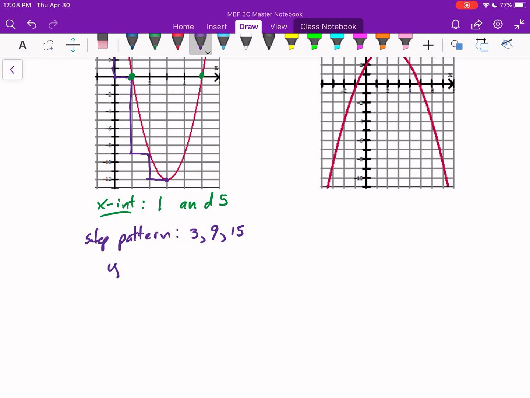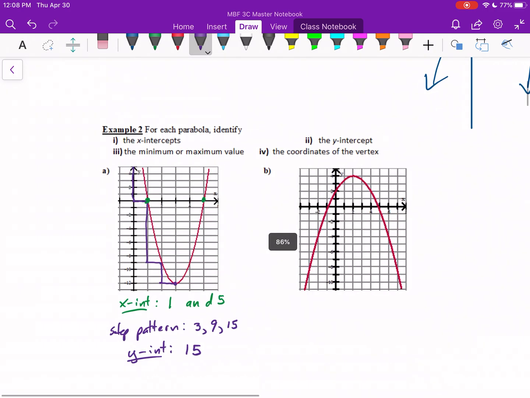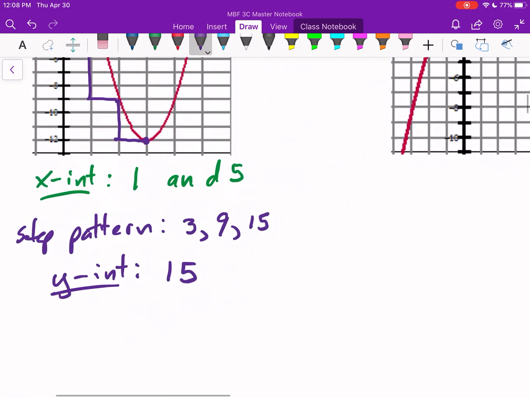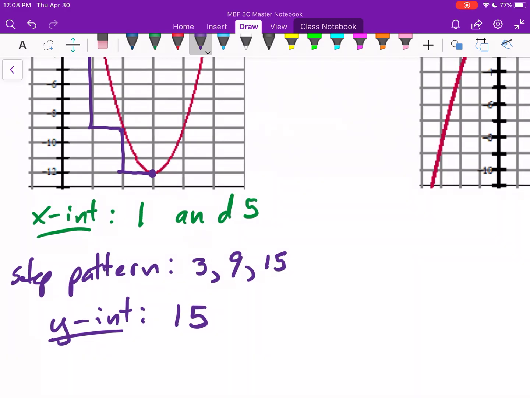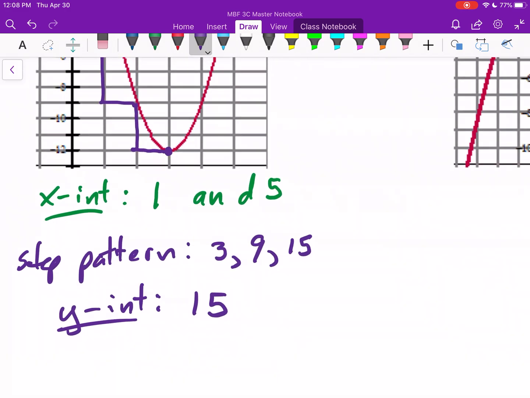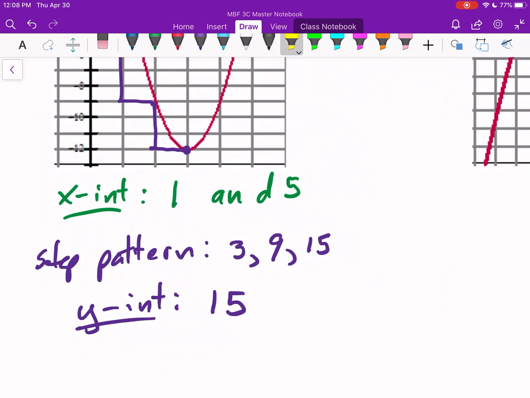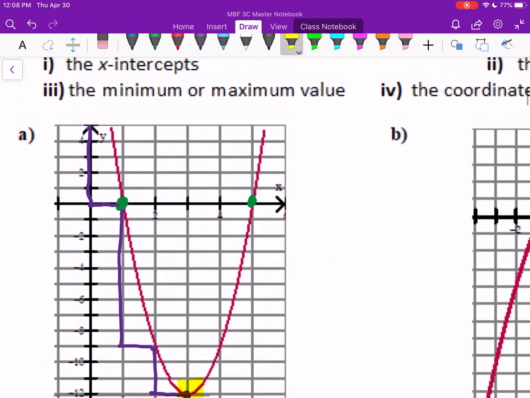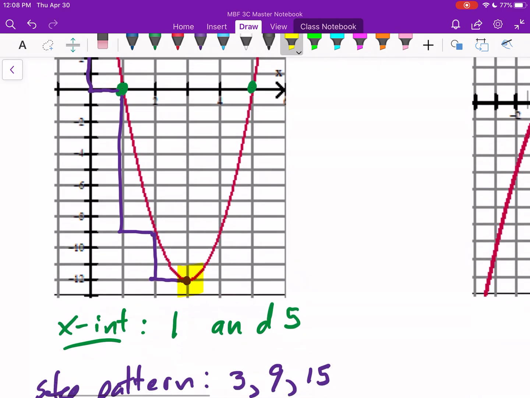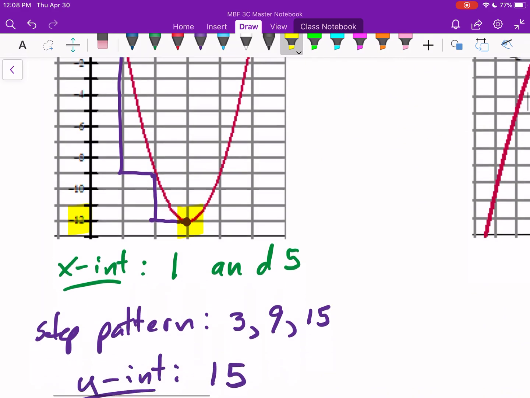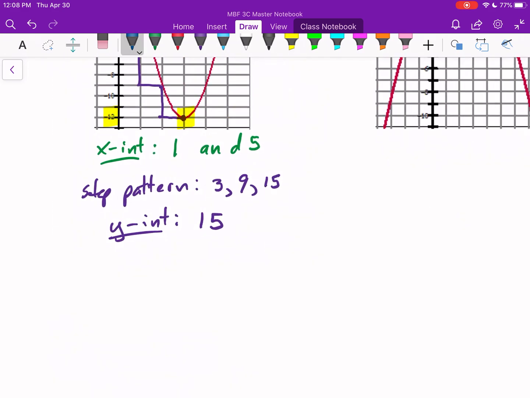So you're going to have to use your imagination a little bit for this one since you can't see it, but the y-intercept is 15. The maximum or minimum value. A parabola either has a maximum or it has a minimum. It doesn't have both. In this case, because the parabola opens up, it has a minimum value, which occurs at the vertex. And when we're talking about the minimum value, really what we're talking about is the y-coordinate of the vertex, because that tells us how high or low we are on the y-axis.